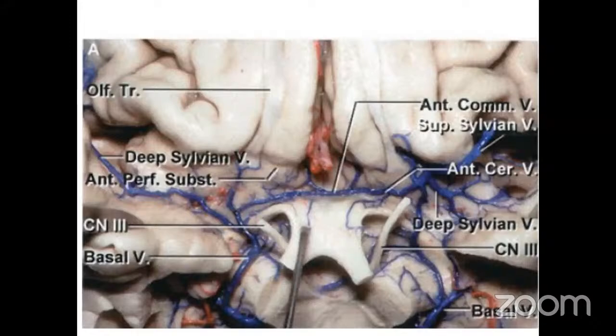In this diagram, this is the inferior view of the frontal lobe and anterior perforated substance, and in this picture, the optic chiasm has been retracted. We can see the anterior cerebral veins that are connected with the anterior communicating vein. This is the anterior communicating vein. This is the anterior cerebral vein. The deep sylvian veins join the anterior cerebral veins and they form the basal vein.